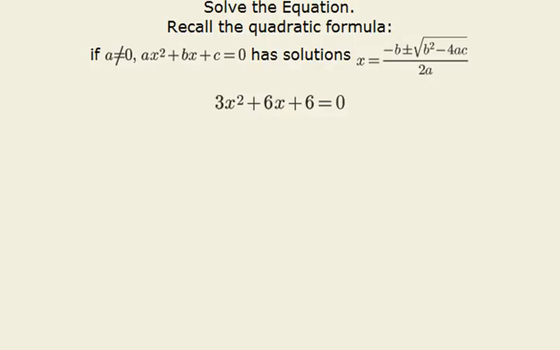Alright, so let's just get started right away. Our equation is already in the standard form for the quadratic formula, so we can just start right away by solving for x.